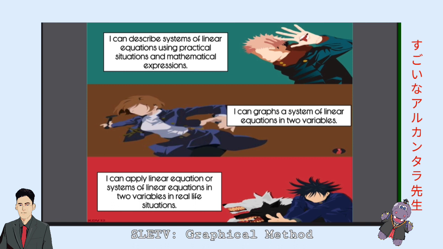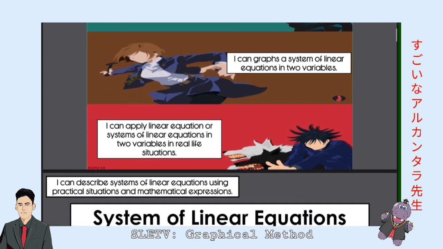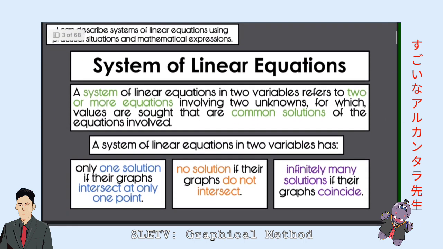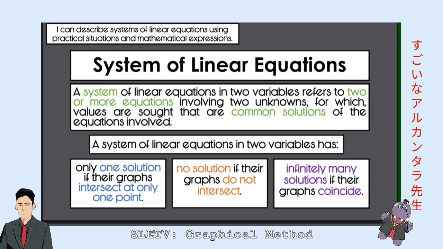First is to describe what a system of linear equations is using examples and mathematical expressions. Afterwards, we will try to solve systems with the help of graphing. And that will be it. So first, as an introduction, a system of linear equations refers to two or more equations involving two unknowns, for which values are sought that are common solutions of the equations involved.